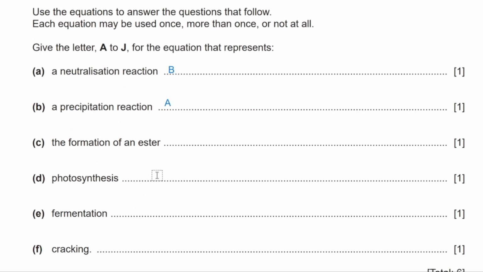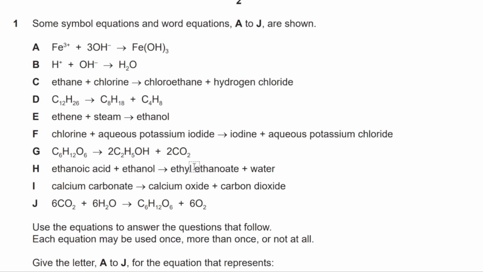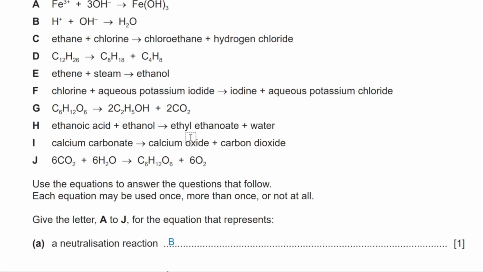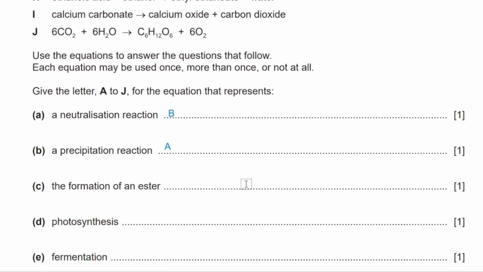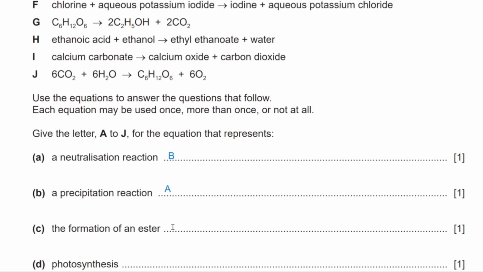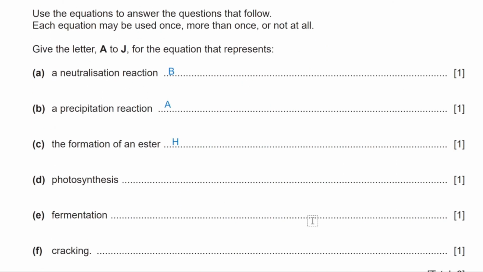The formation of an ester. Now that's pretty clear that our answer is H, and that's because we can see that it's a word equation and ethyl ethanoate is an ester. So our answer for C would be option H.